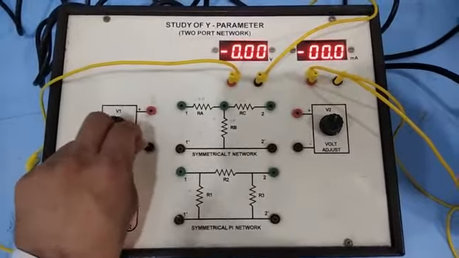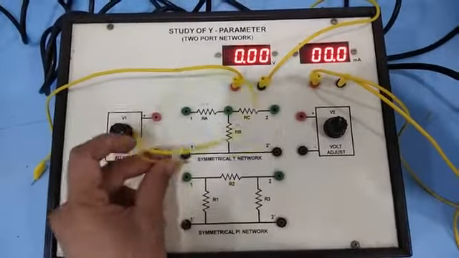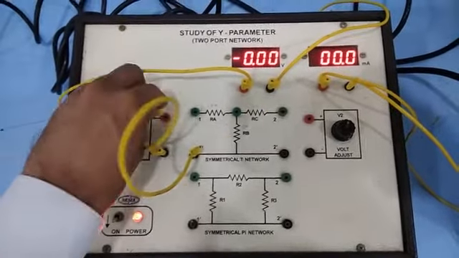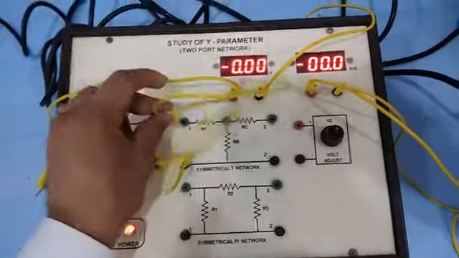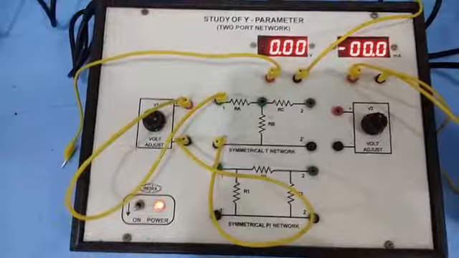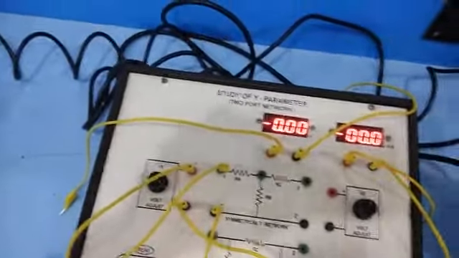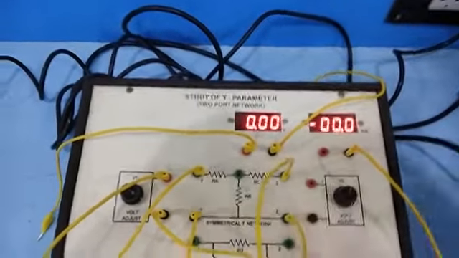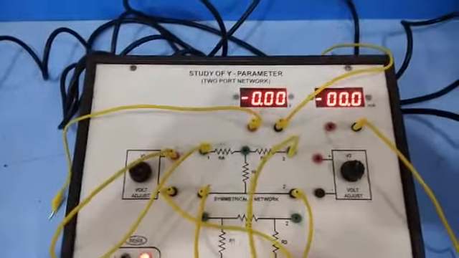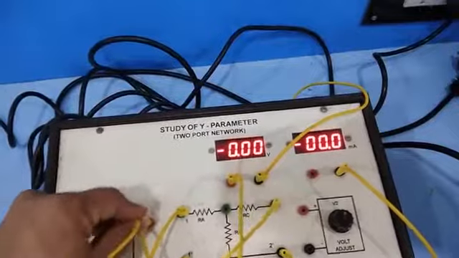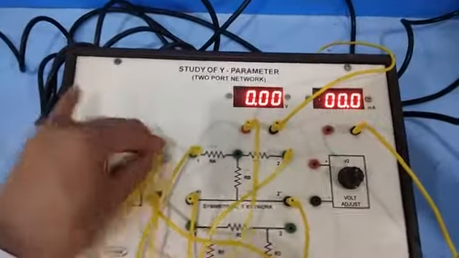So let's measure the voltage by connecting the voltmeter across this one. I connect the voltage source and energize it. Now in step 1, we need to short circuit port 2, so let's short circuit this one. So port 2 is short circuited. Now let's measure the voltage across this, V1. So I connect one voltmeter.